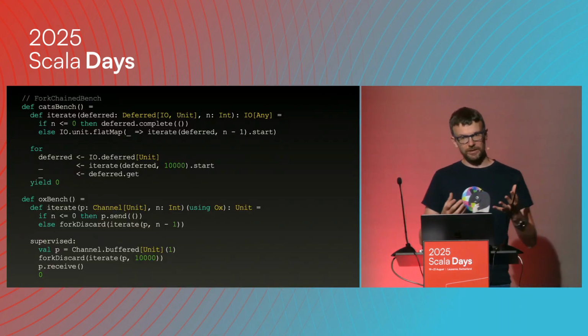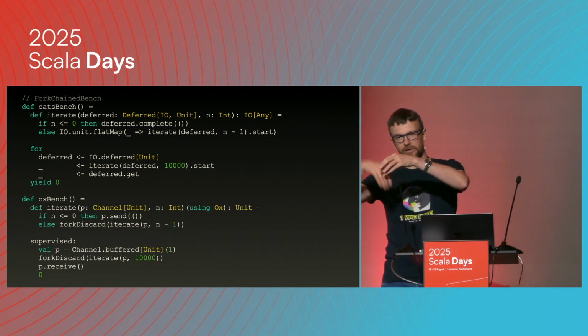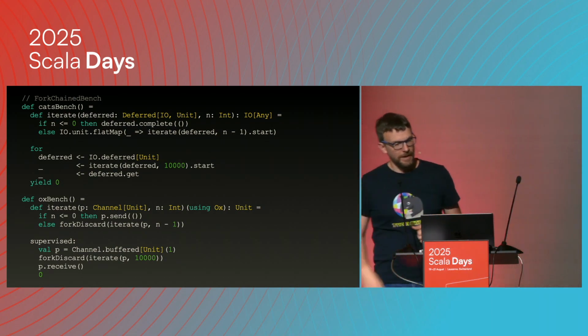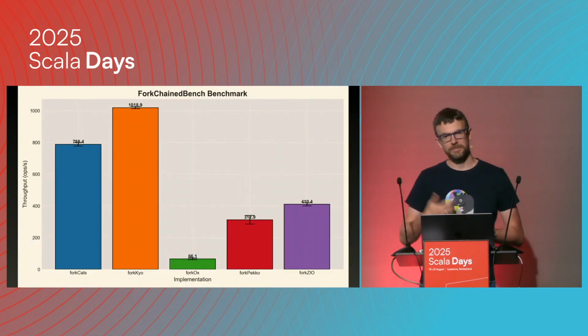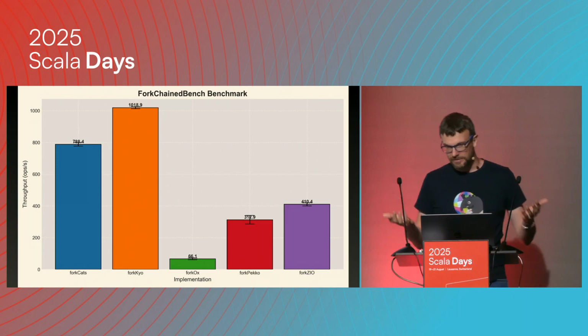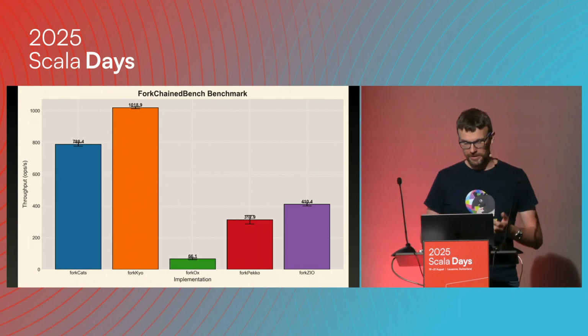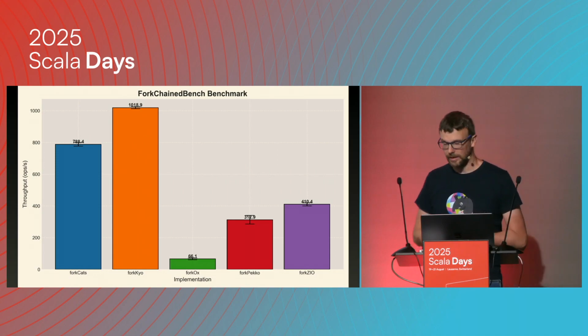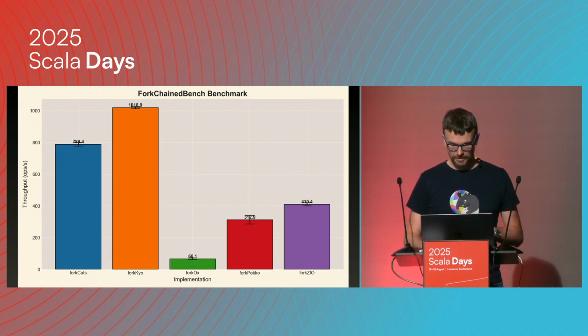Interestingly, when you have a chained bench, so when you create a fork, inside you create a fork, inside you create a fork, and so on and so on, now the virtual threads performance is much worse. So it turns out that there's some work for the JVM guys to actually improve that. Hopefully they will, because the functional effects here fare much better.